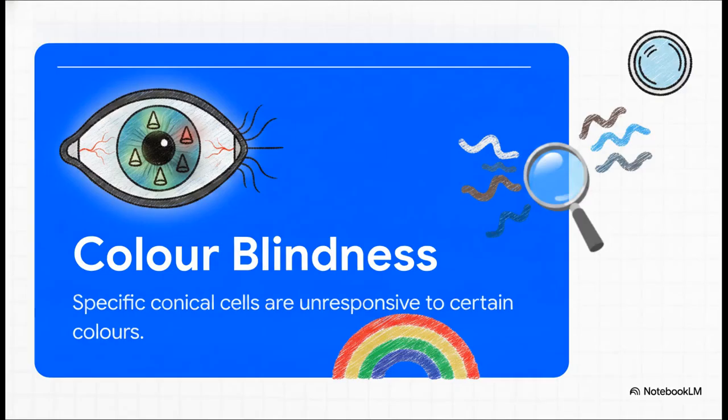But what happens when this biological system isn't perfectly tuned? Well, this leads to color blindness. This condition simply means that specific conical cells are unresponsive to certain colors. They just do not get excited by red or green light, for instance, and fail to send those specific signals to the optic nerve. It is very important to note, though, that this doesn't affect a person's general everyday eyesight. They just cannot distinguish between certain specific colors.